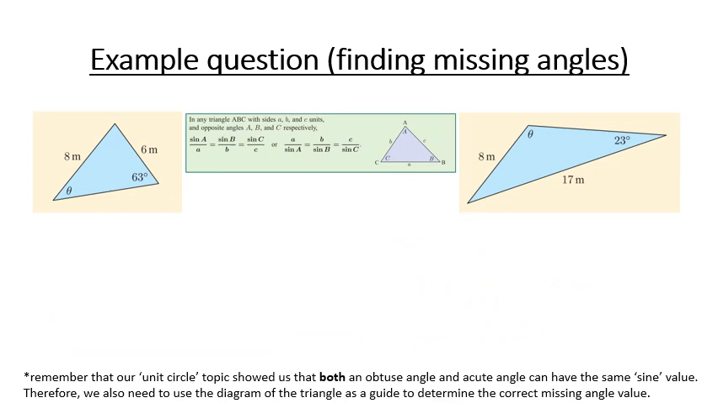Okay, so we've looked at an example of finding a missing length. Now let's have a look at some examples where we're finding missing angles. If we look at our first example, which we'll call example A, we've got theta at A, and we've got 63 at B, we've got nothing at C, so we don't need to worry about that. So we could say that sine of theta over 6, because 6 is our little a and 8 is our little b, must equal sine 63 over 8.